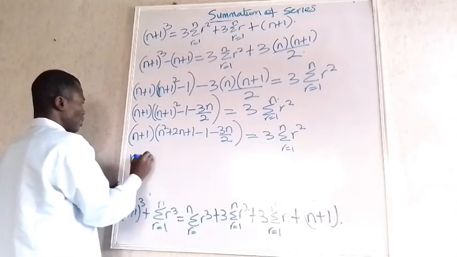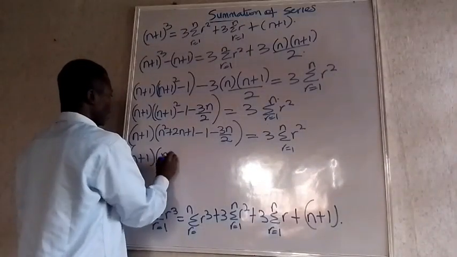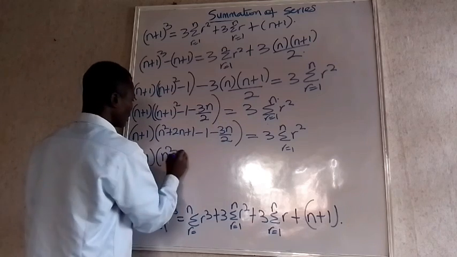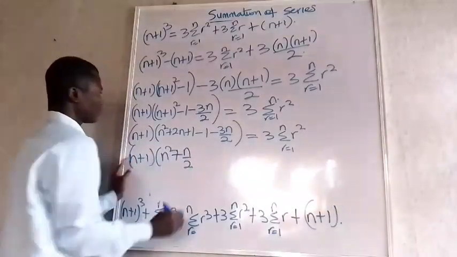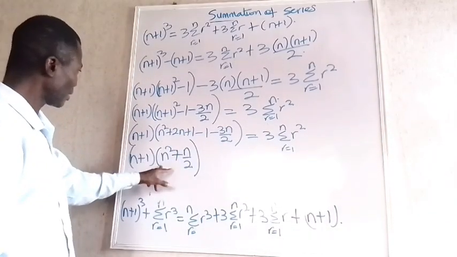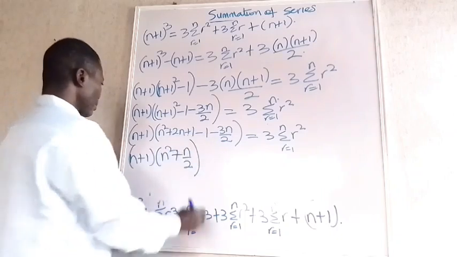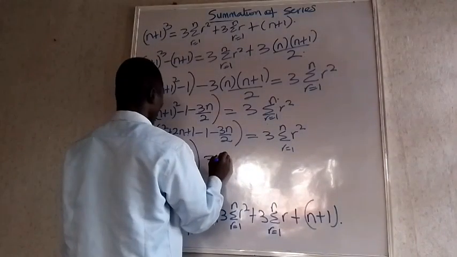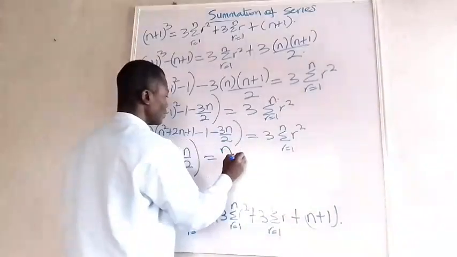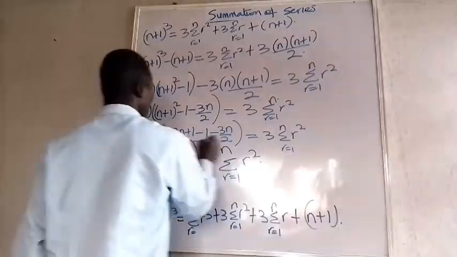So this is going to be n plus 1 into n squared plus 2n minus 3n over 2, that is n over 2 plus n over 2. This one you cancel, 1 minus 1. So look at it again: n squared plus 2n minus 3n over 2 is n over 2, and 1 minus 1 is 0. So I'm going to divide this by 3, so I'm going to have n of r squared. So the job is easy now.